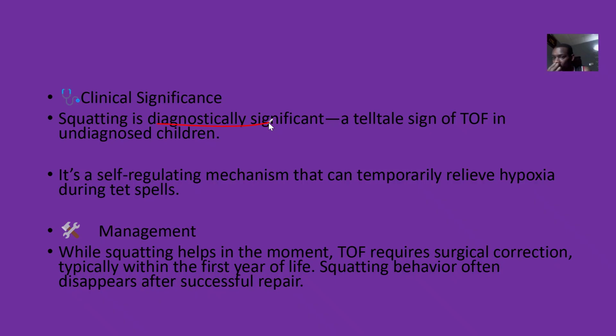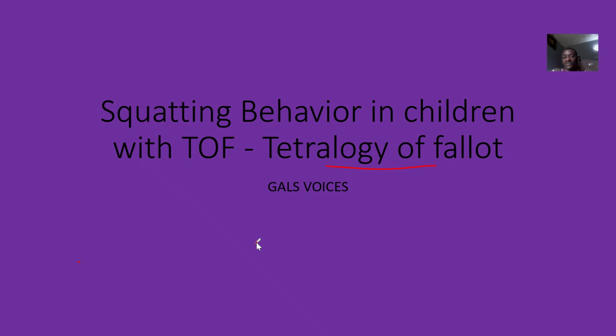So not only squatting, the child has squatted and you are seeing that the body is becoming bluish, the baby is distressed, the baby is crying. So of course by now you might have learned that this is the body's own way of trying to regulate blood flow. So that's just it. All right, and that's establishing the linkage between squatting in children that have Tetralogy of Fallot.